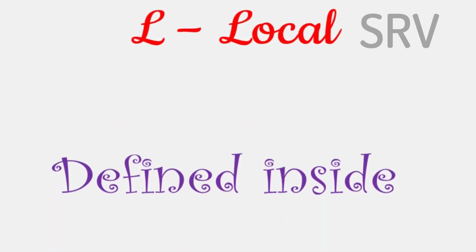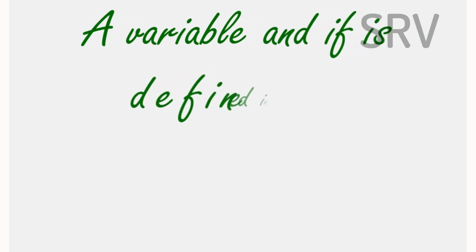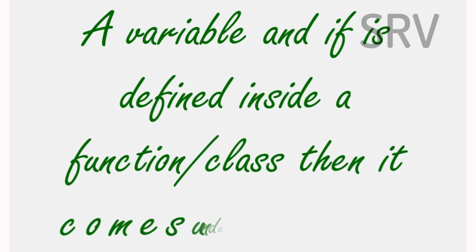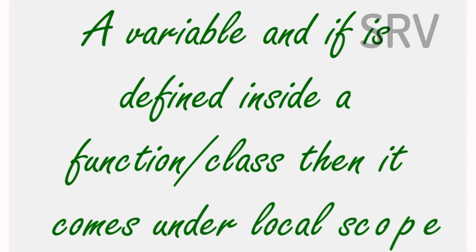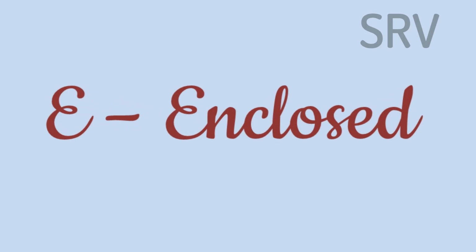Now we said L stands for local. So this L, that is local, is the scope defined inside a function or a class. So if we use a variable and if it is defined inside a particular function or class, then it comes under local scope. Next is E, that we already said stands for enclosed.